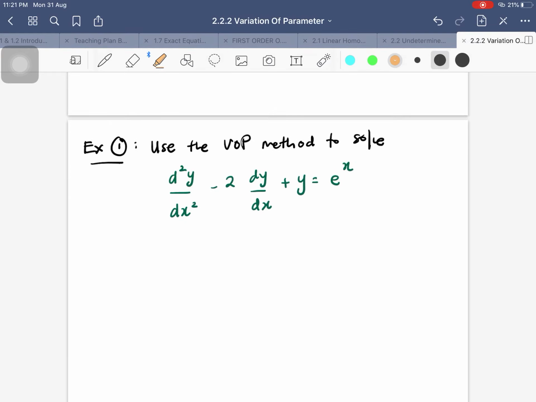Alright, so now I'm going to demonstrate by using this particular example right here. I'm going to use the VOP method to solve for this equation.